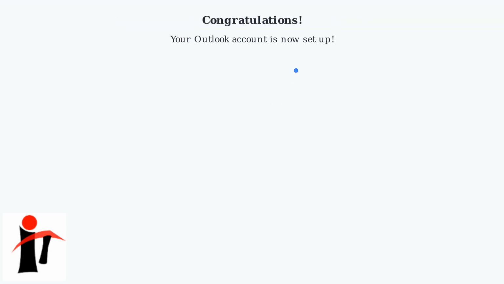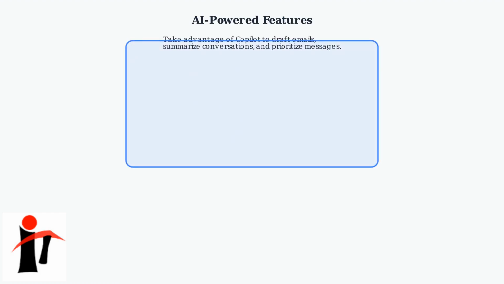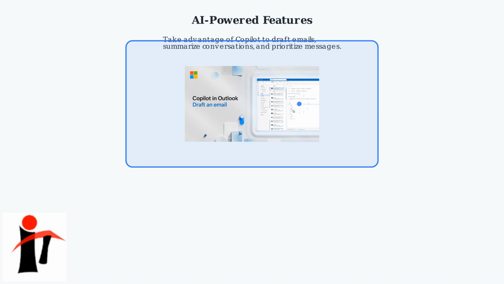Congratulations! Your Outlook account is now set up. You've successfully created your Microsoft Outlook email account and are ready to explore its powerful features. Take advantage of Outlook's AI-powered features like Copilot. Copilot can help you draft emails, summarize long conversations, prioritize your inbox with smart sorting, and even suggest meeting times through intelligent scheduling. This AI integration, fully rolled out by late 2024, makes email management 30% more efficient, according to experts.